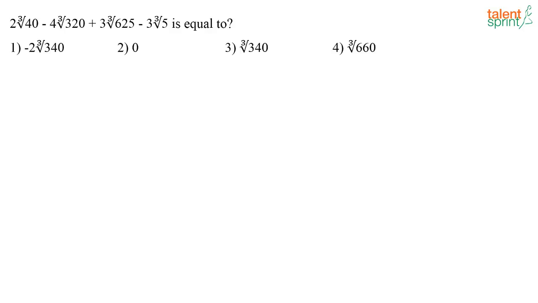2 into cube root of 40 minus 4 into cube root of 320 plus 3 into cube root of 625 minus 3 into cube root of 5 is equal to dash. So how can you write this?